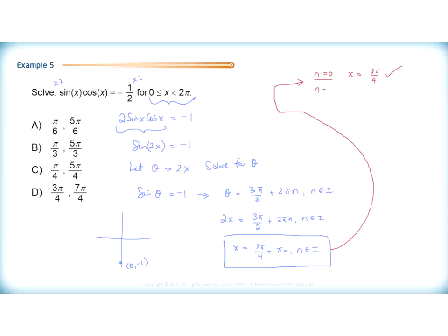So let's start with n equals 0. If I plug in n equals 0, let's do it in our head here, I'll get x equals 3 pi over 4. Is 3 pi over 4 within the domain between 0 and 2 pi? The answer is yes, so that's a suitable answer.